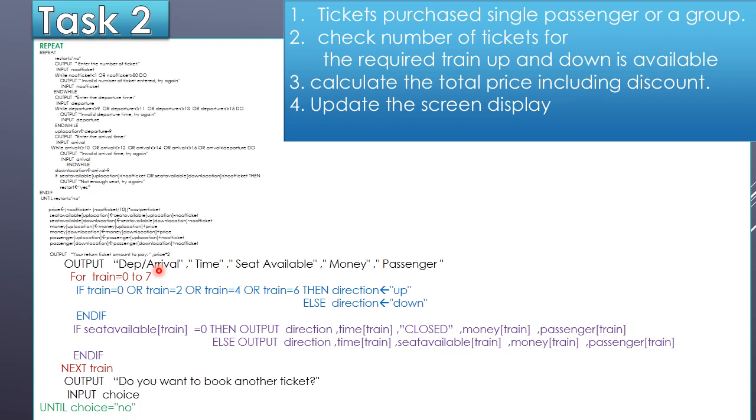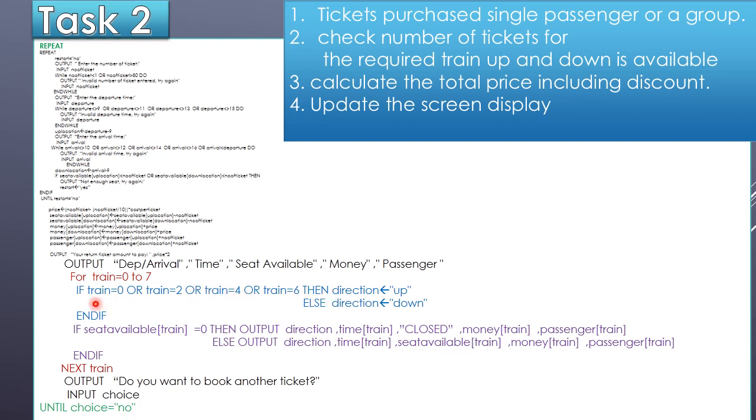So departure or arrival time, like up or down, as well as the time of the train travel, seats available, money, and how many passengers have traveled so far in each of the trains. So we're going to show all 8 values, first train to last train. Here we start with 0 to 7, a for loop structure. We started from 0 to 7 because the starting index number is 0. Including 0, it is going to be 8 locations. Okay, so all 8 values we are going to show.